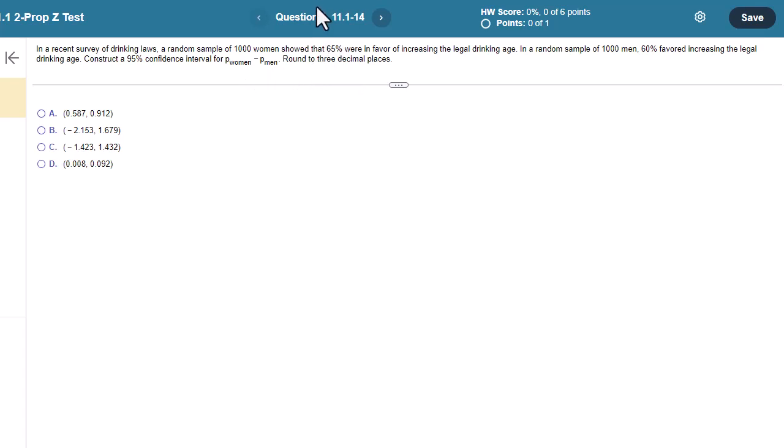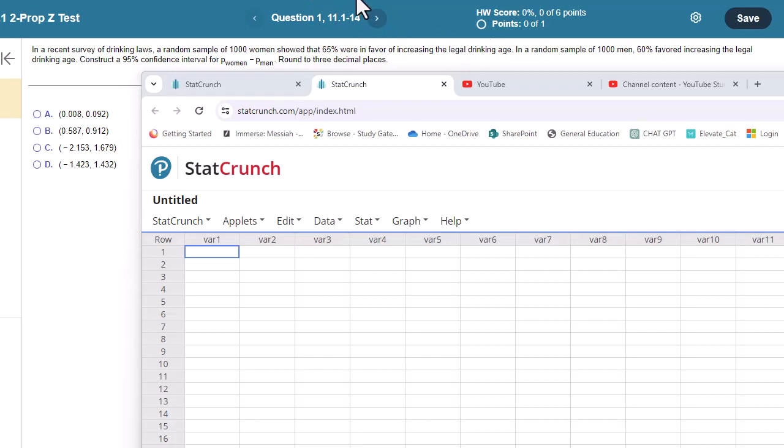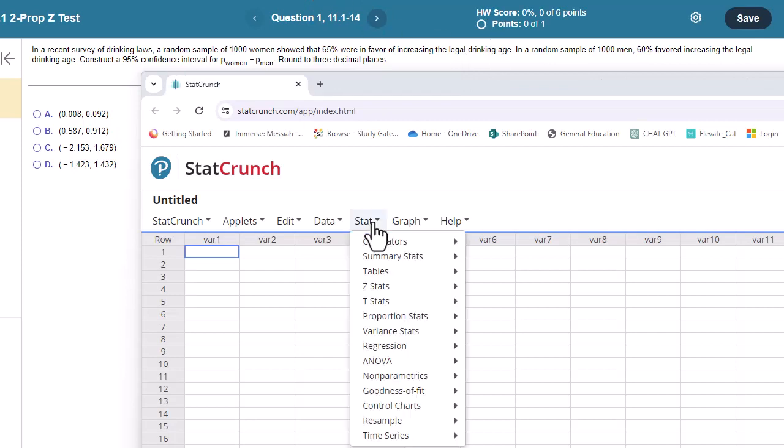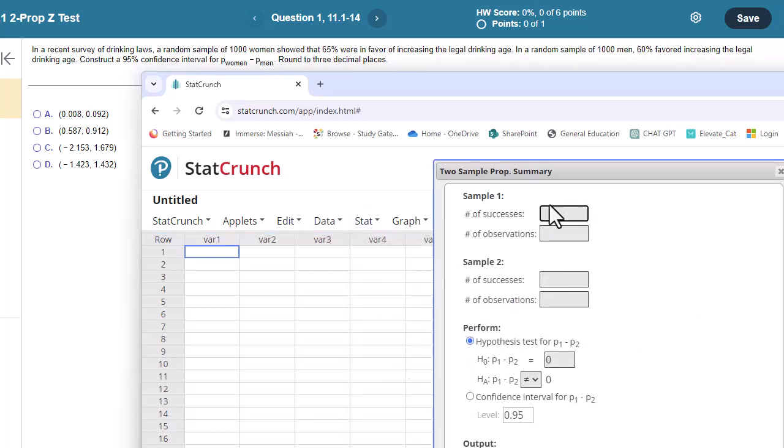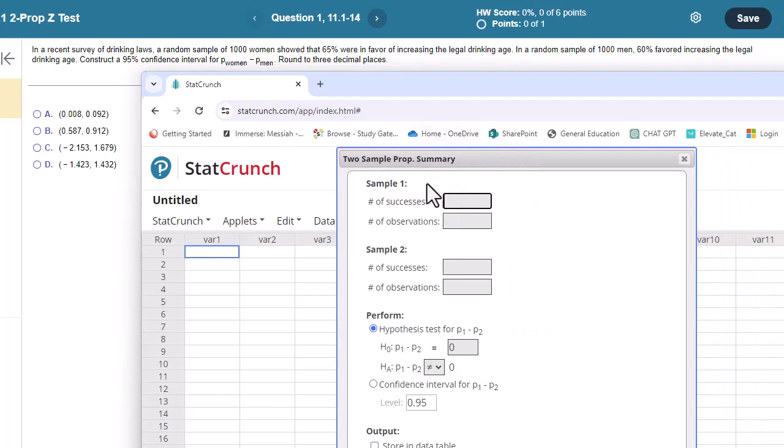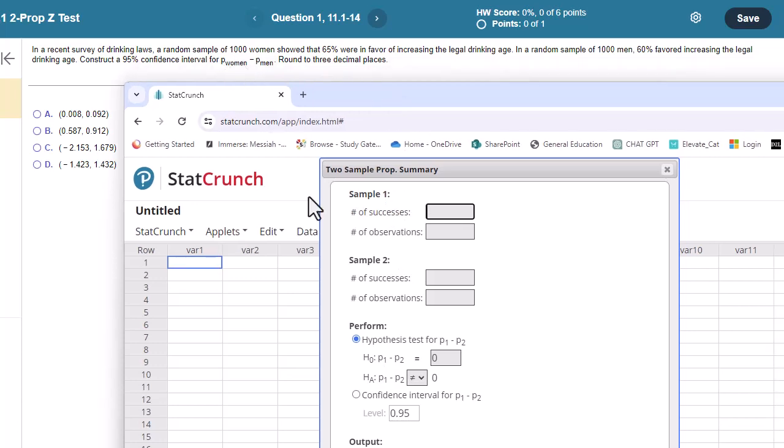Okay, so we're going to turn to StatCrunch. In StatCrunch, we go to Stat, Proportion Stats, and this time we have 2 samples, and we just have summary data. So here's one thing to notice: it's going to do P1 minus P2. So what do we want? Women minus the men, so we need to do the women first.